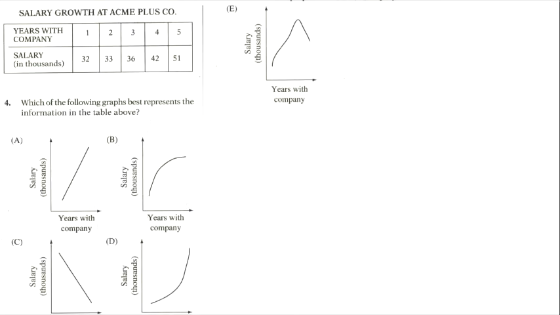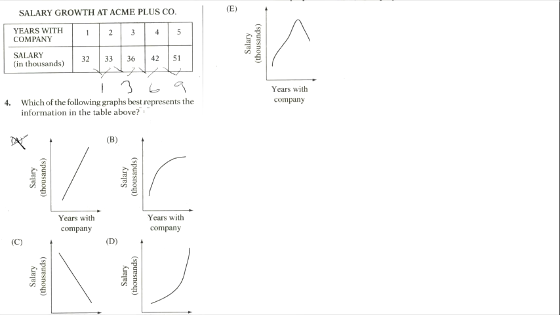Alright, salary growth at Acme. Which of the following graphs represents the information in the table above? Okay. A couple things I like to look at here is all of these are increasing. These two here increase by 1,000. This here increases by 3. This increases by 6. And this increases by 9. Okay. So for each year, you don't get a constant amount of change, which means that it's not a straight line. Right, so this is not it.